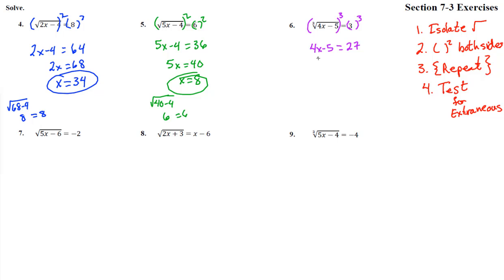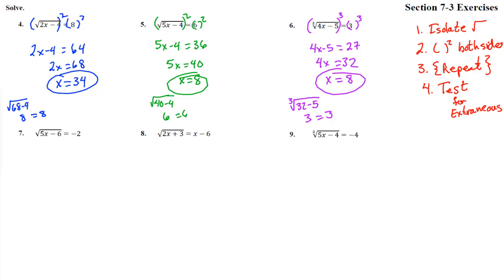So we add 5 to both sides. We have 4x equals 32. And we get, divide by 4, x equals 8. All right, let's test and make sure we did it right. The cube root of 4 times 8 is 32 minus 5. That's the cube root of 27 is 3. Does 3 equal 3? Indeed it does. So x equals 8 is our answer to number 6.